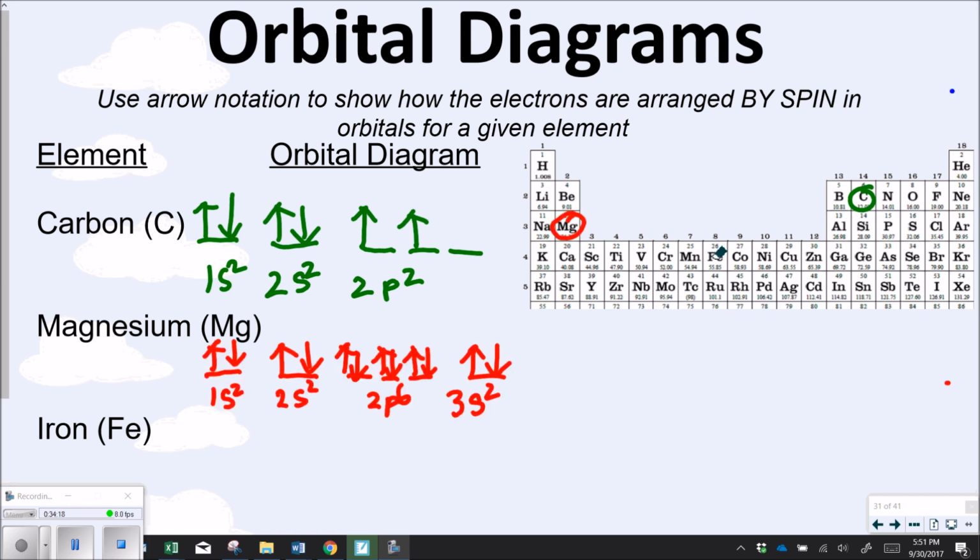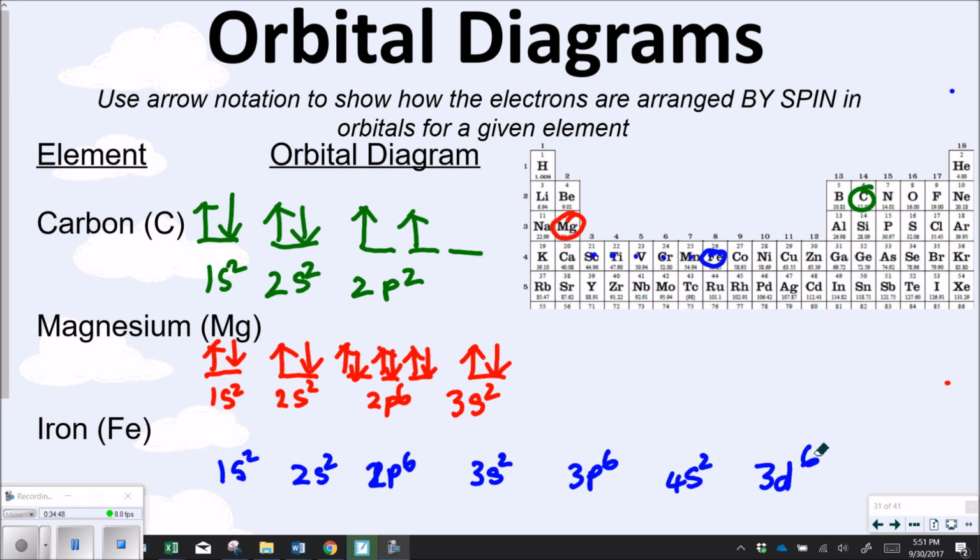Finally, let's do iron. Over here at number 26, electron configuration is 1s2, 2s2, 2p6, 3s2, 3p6, 4s2, and 3d6. 1 orbital for s, 2 electrons. 1 orbital for s, 2 electrons. 3 orbitals for p. 1, 2, 3. We go up singly. 1, 2, 3, and we double up 4, 5, 6.